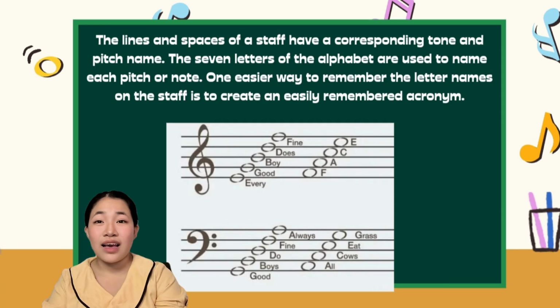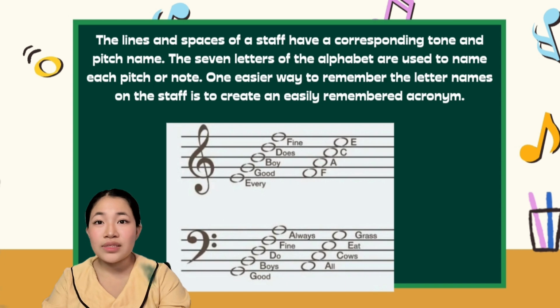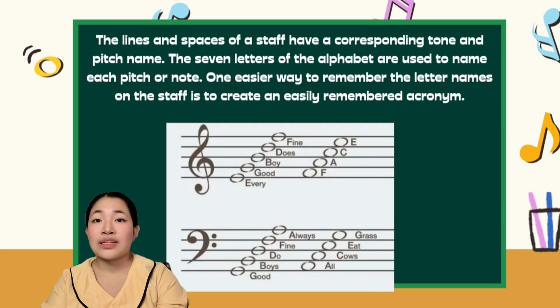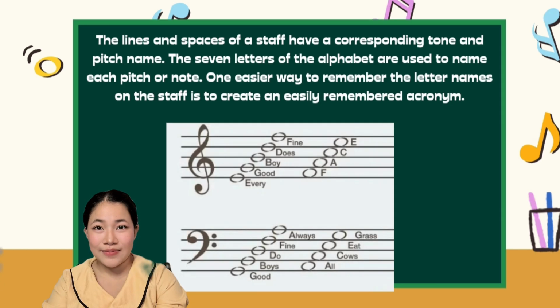The next is the F clef. So for the F clef or bass clef, the first line will be G, good. Next is B, boys. Third is D, do. The fourth is F, fine, and the fifth is A, always. So good boys do fine always. Again, do it with me. Good boys do fine always.